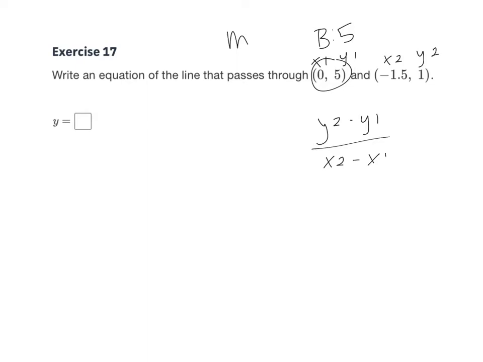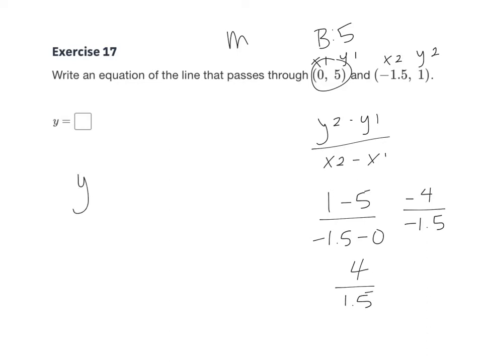So my y2 is 1 minus 5 over -1.5 minus nothing. 1 take away 5 is -4, and -1.5 take away nothing is still -1.5. Negative divided by negative is positive, so we could use 4 over 1.5 as our slope. So our equation would be y equals 4 over 1.5 x and then plus 5.